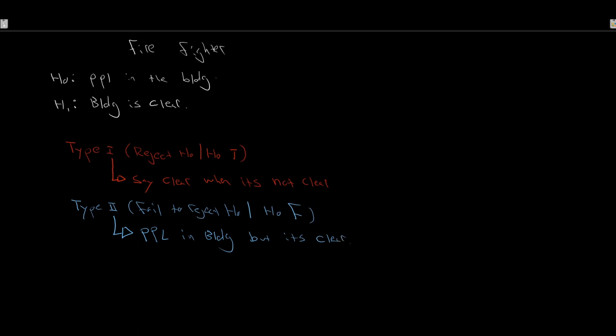In this case, which one of these do we want to minimize? Well, your job as a firefighter is to extinguish the fire, but also make sure that everybody is out safely. That's your role, you don't want to be leaving people behind in this building. What you're really trying to minimize is your type one error. You really want to minimize your chances of saying, yep, there's nobody left in the building, when in fact there are still people left in the building.